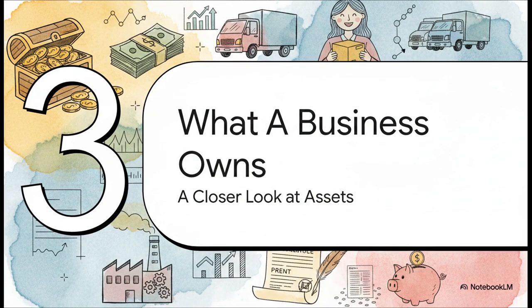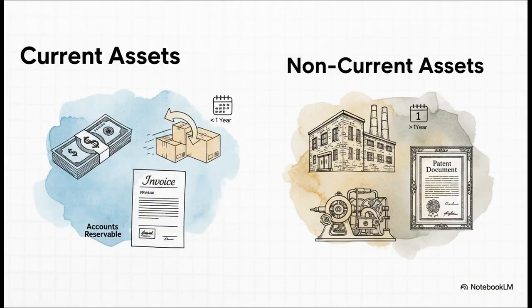All right, so we've got the big equation down. Now let's zoom in and take a closer look at that first part, the assets. So assets usually get broken down into two main categories. You've got your current assets. These are things the company expects to turn into cash pretty quickly, usually within a year. Think about stuff like their inventory or something called accounts receivable, which is just a fancy way of saying the money your customers still owe you. Then you have the non-current assets. These are the big, long-term things, like buildings, heavy equipment, or even valuable patents.